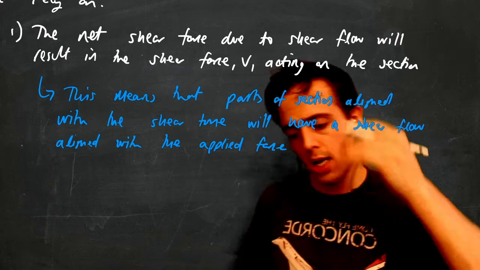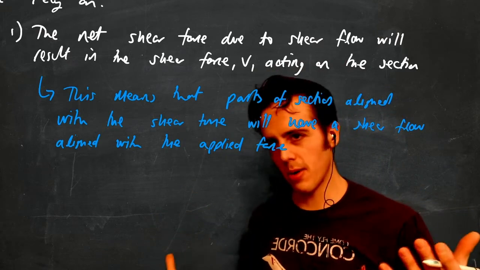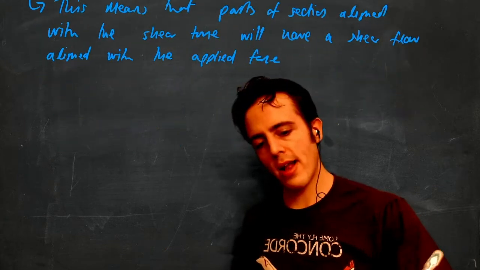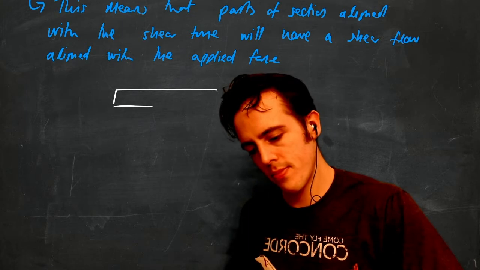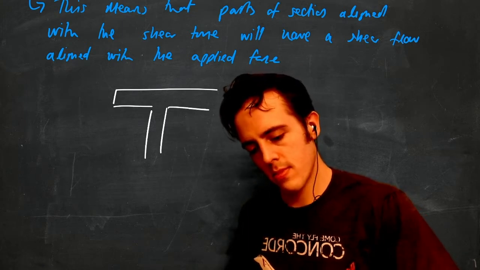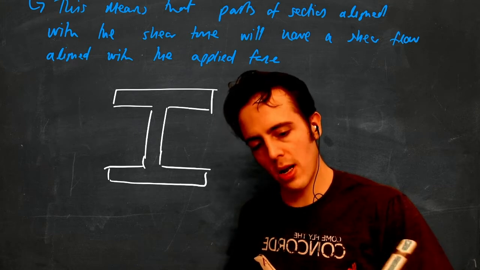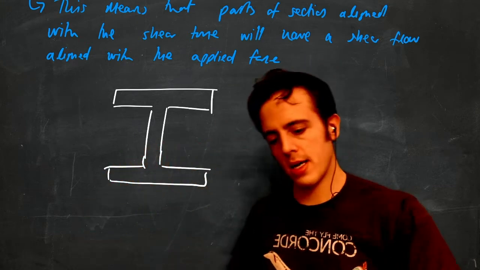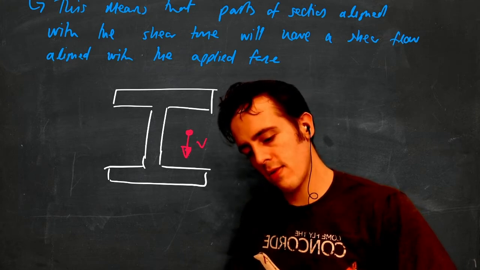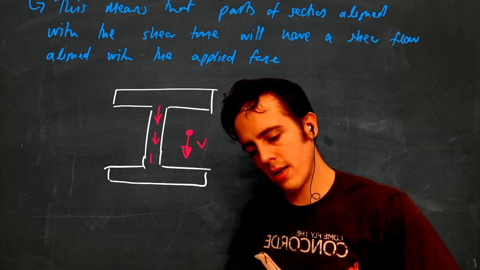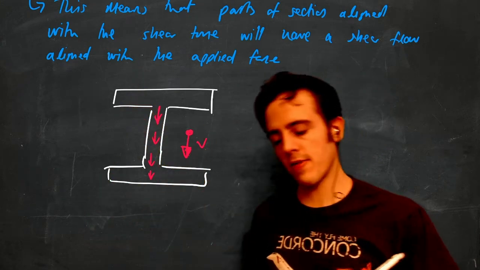So it's written here. This means that the parts of sections aligned with the shear force will have a shear flow aligned with that applied force. And in practice, that meant that when we looked at sections like our I-beam, terrible I-beam, but this is the example that we've done here. If we apply a net downwards force, V, then this vertical member will have a shear flow that's aligned in the same direction as V.